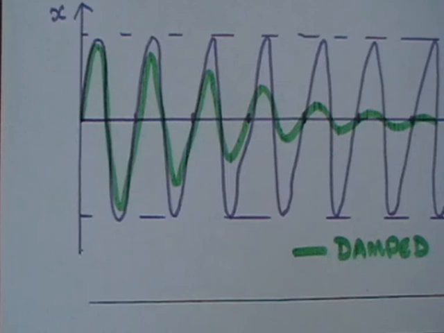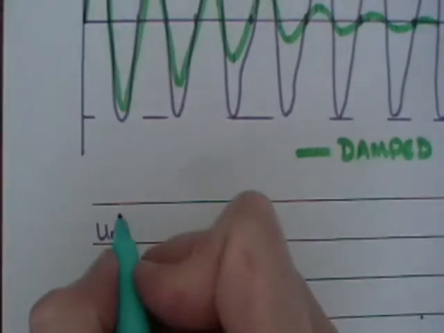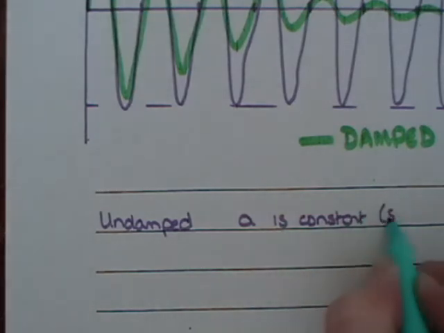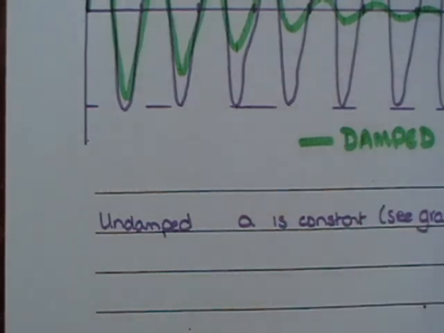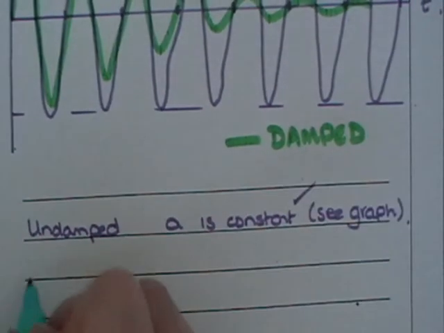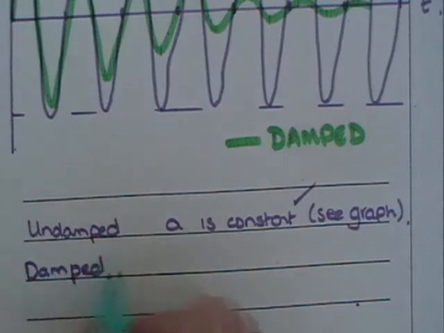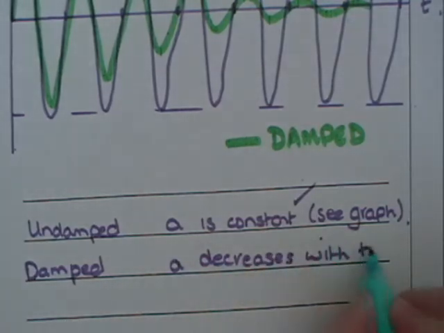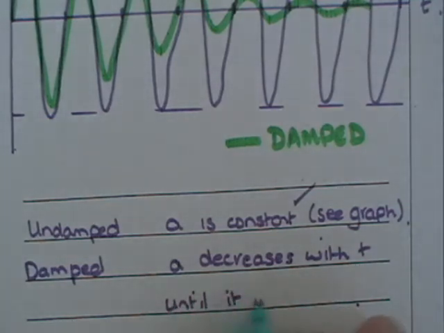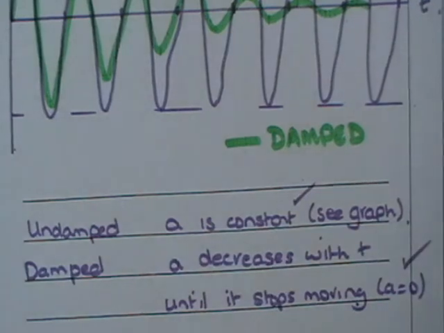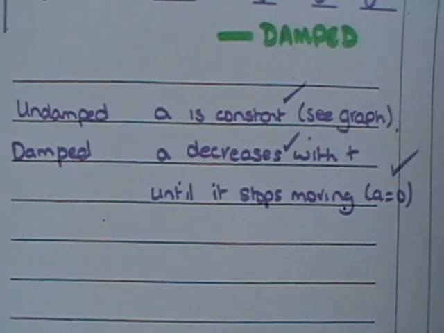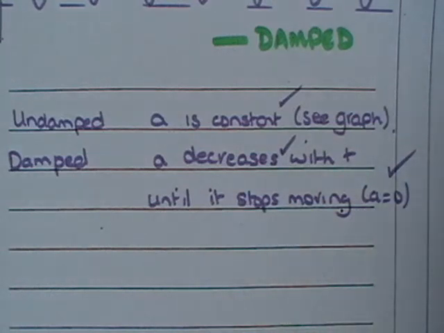Okay, so then it says to explain that. So undamped, amplitude is constant, and you could say see graph. If you've your graph clearly labelled, there's no reason why they wouldn't give you the full marks for your graph. And then damped, A decreases with time until it stops moving, or A is equal to 0. So there's where your 3 marks are coming in. Now you would write that out properly in continuous prose because they've told you they're awarding marks for that.